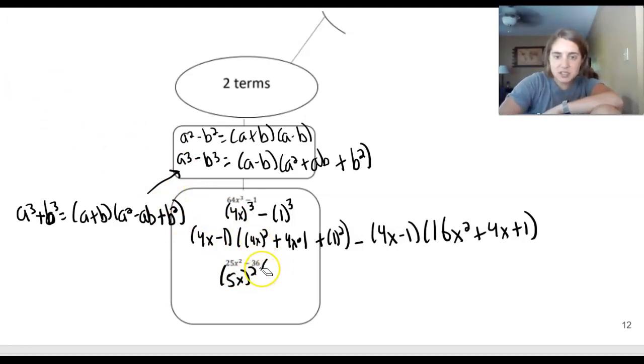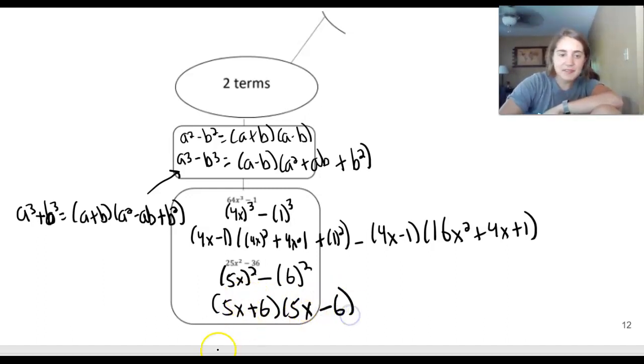And then we just have a plus b, a minus b. Good job. That's skill 12, and you guys should be done with your factoring tree now.